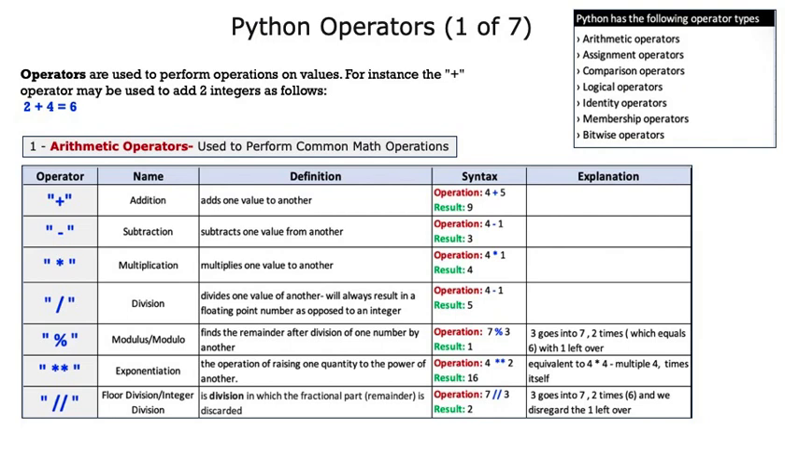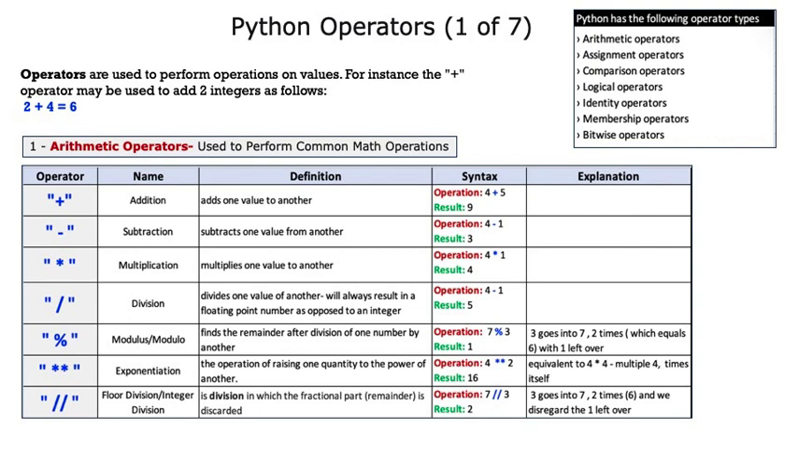So we start here with arithmetic, which are probably familiar to most of you, at least most of these. They're used to perform common math operations: addition, subtraction, multiplication, division. Then we have the mod or the modulus or the modulo, right? And that finds the remainder after the division of one number by another. So what's left? 7 mod 3 gives you 1. How? 3 goes into 7 2 times, which equals 6, and then there's 1 left over. It's that 1 that's the mod.